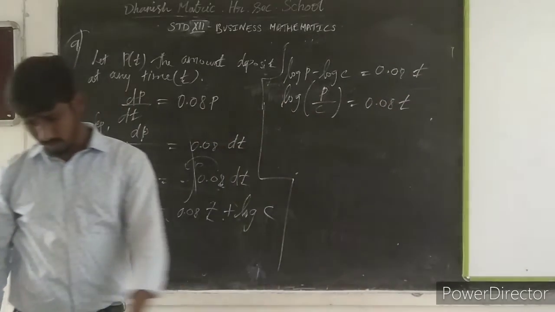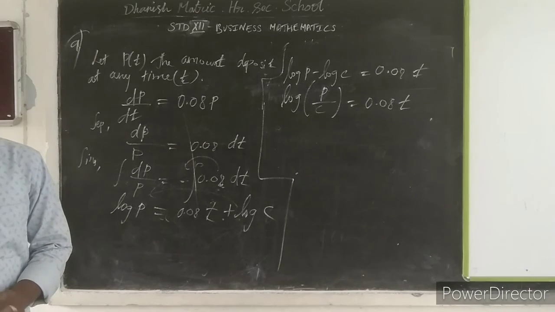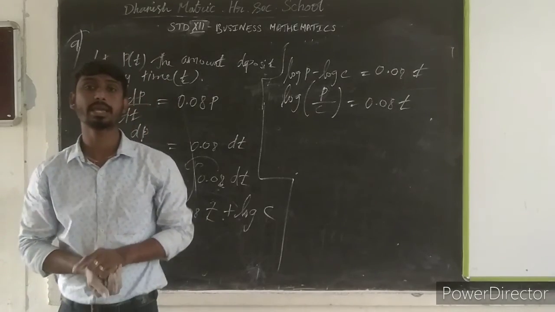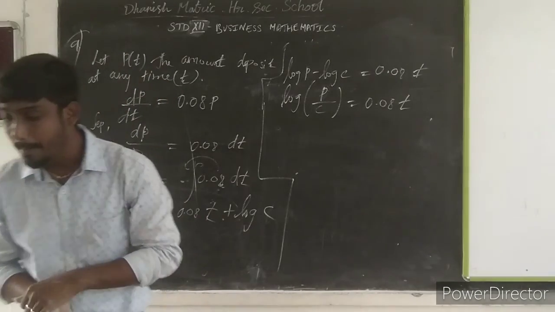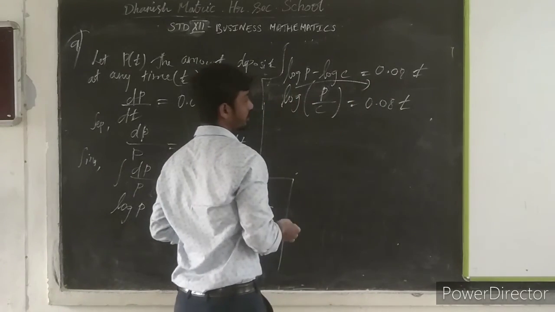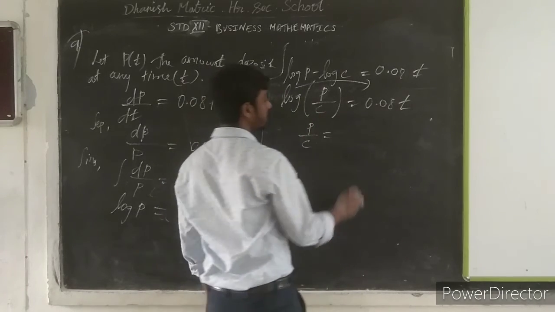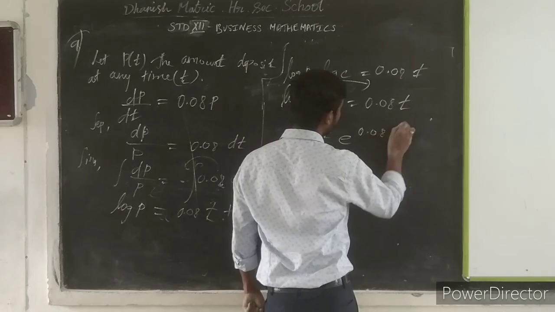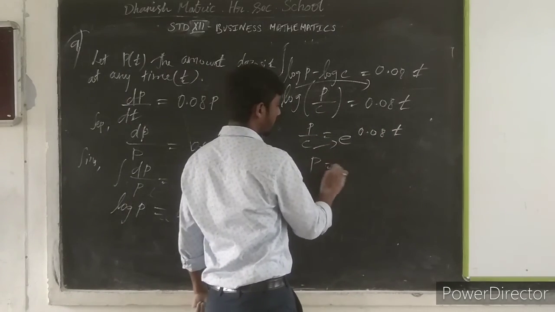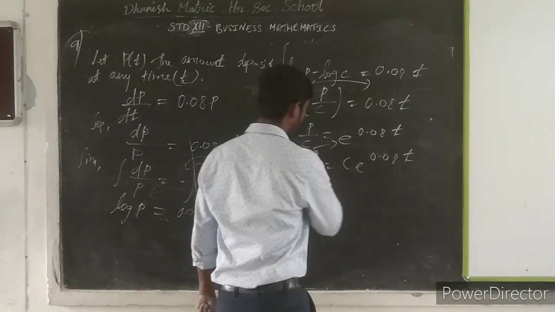What remains in the question is that at t equal to 0, P is equal to 1 lakh. Initially the time period will be 0, so the amount equals 1 lakh. Let us modify this. Taking the exponential on both sides, P divided by c equals e power of 0.08 t. This c also goes across, so P is equal to c e power of 0.08 t. Now find the P value.